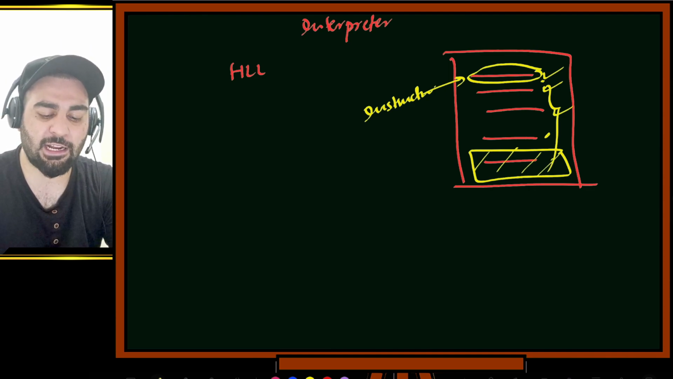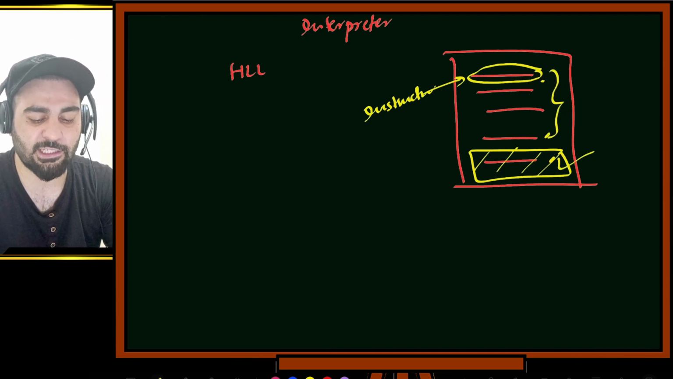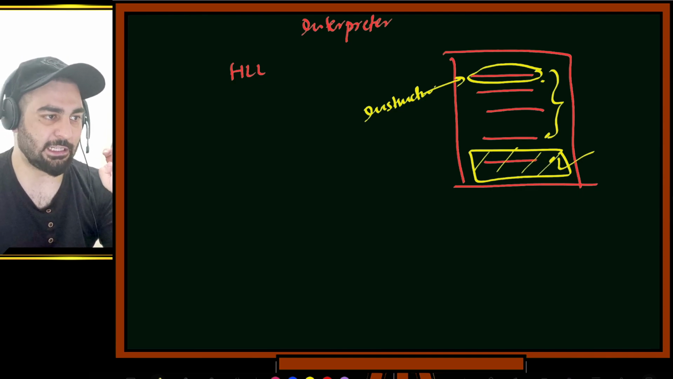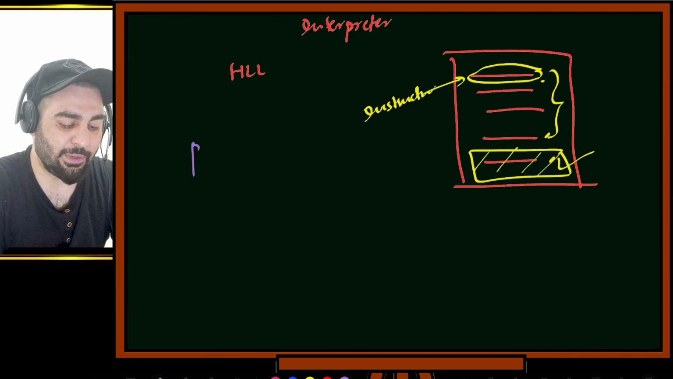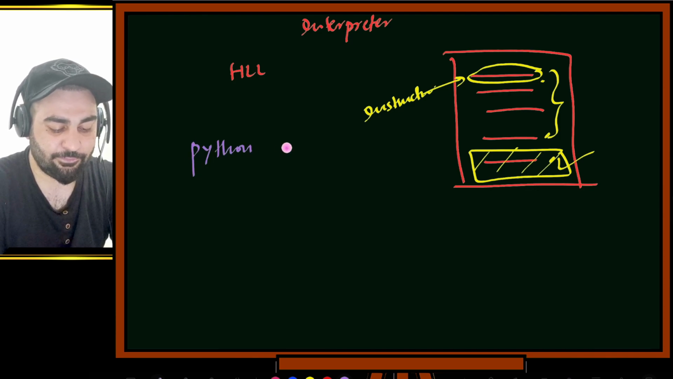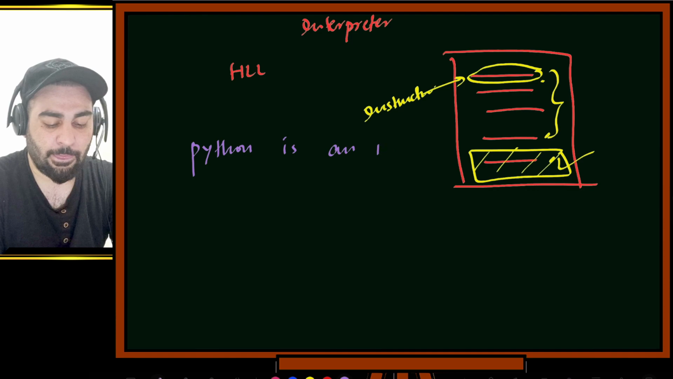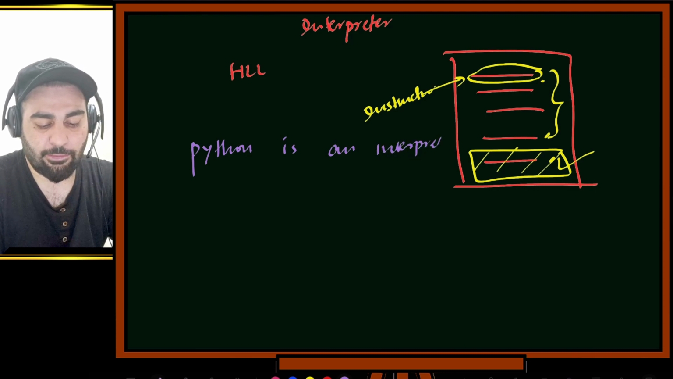If there is an error over here, it will only catch the error after it has run all these instructions, up to this point. If there is an error, then it will throw an error. Python, basically, is an interpreter based language.